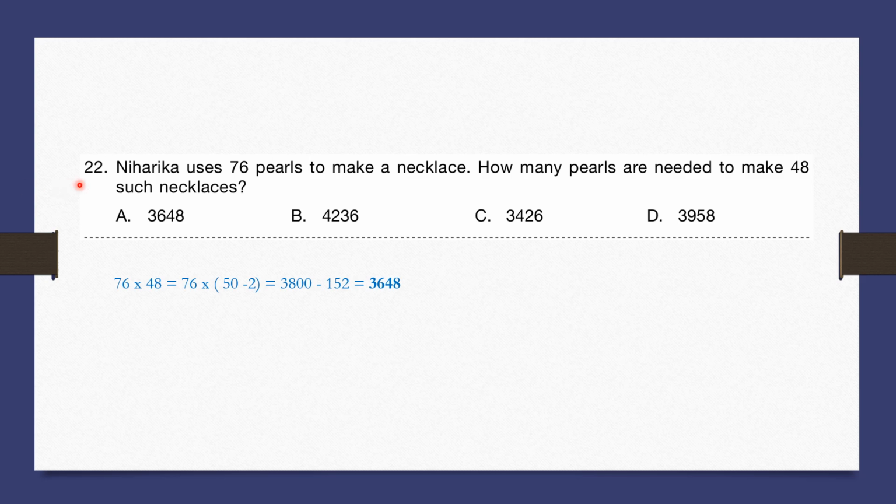Question number 22. Niharika uses 76 pearls to make a necklace. How many pearls are needed to make 48 such necklaces? So for one necklace 76 pearls are needed. So for 48 necklaces it will be 76 times 48. To make the multiplication easy, we can write 48 as 50 minus 2. So finally we get 3648, which is option A.